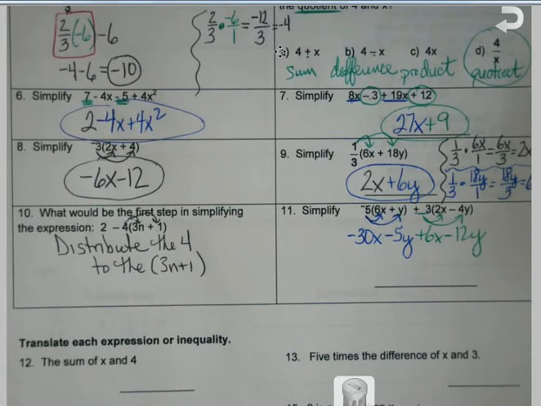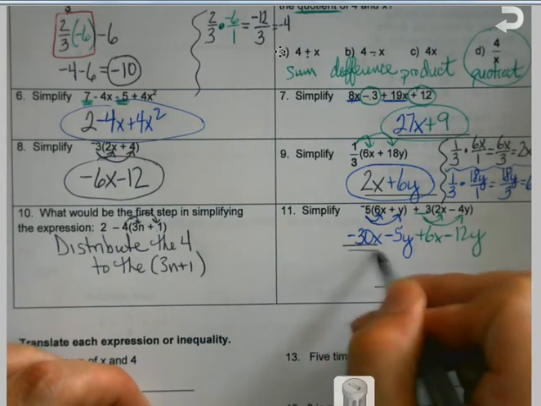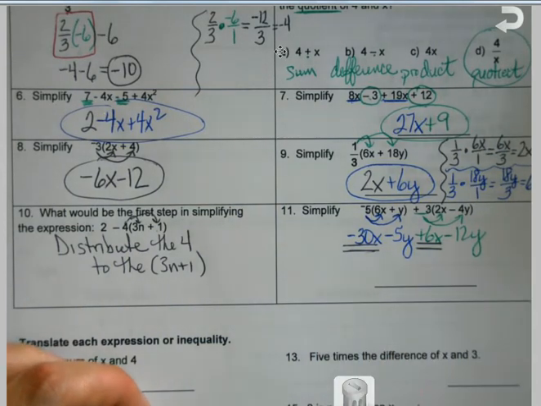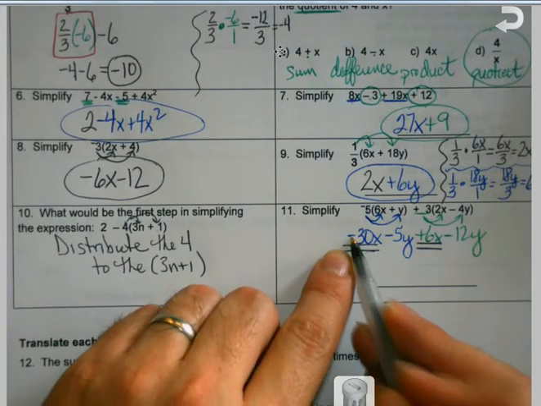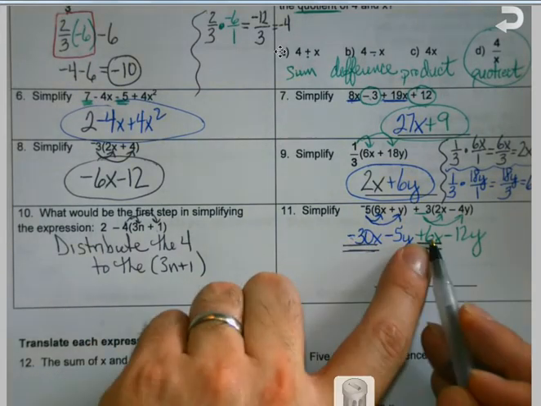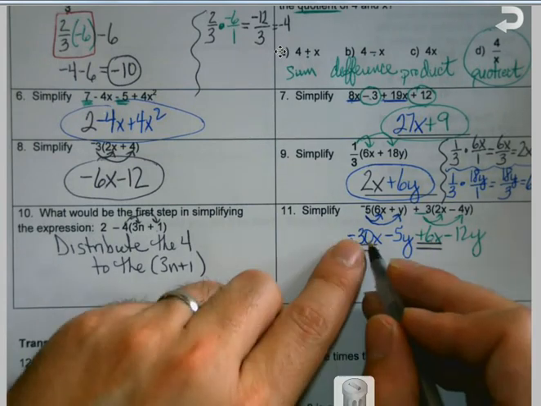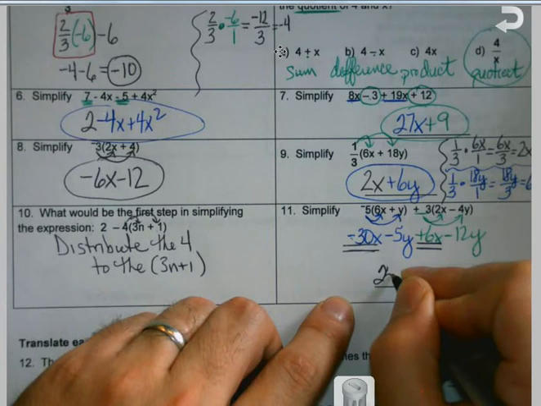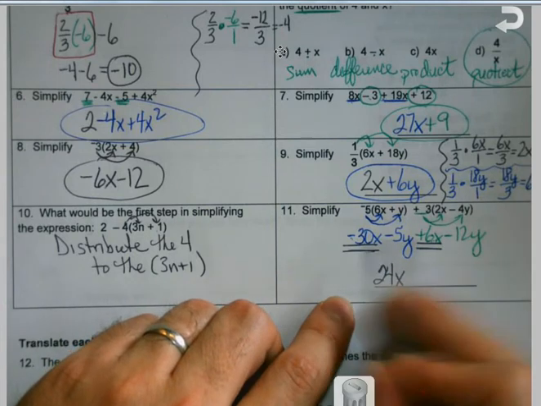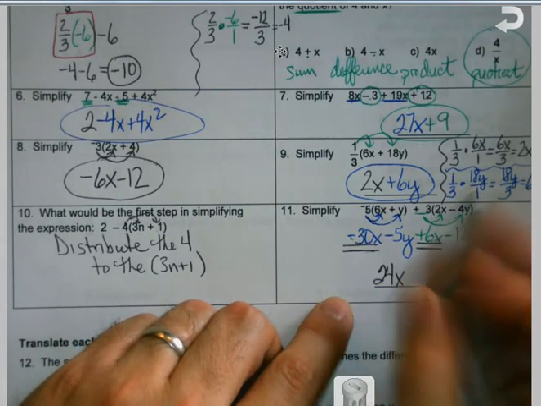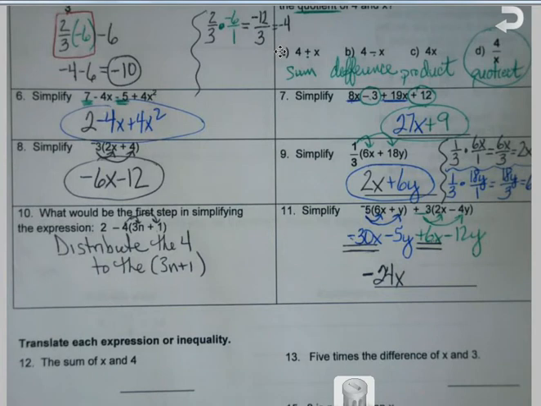So once I get here, what terms can I put together? What ones are like? Yeah, my x's are the same. And again, be cautious. I owe somebody $30. Whew. I pay him $6 back. If you're not sure, just think of it this way. 30 minus 6 is 24. Which number is bigger? Well, 30 is, and it has a negative. Okay, so my answer is going to have a negative.